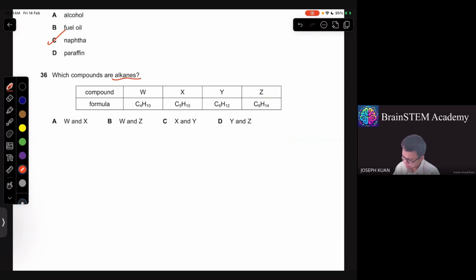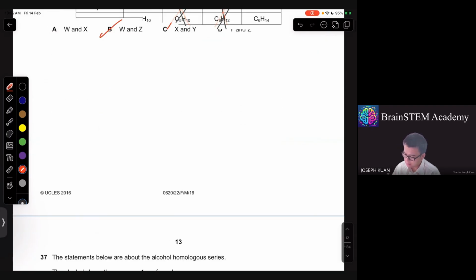36. Which compounds are alkanes? Alkanes follow the general formula of CnH2n+2. It will not be a 1:2 ratio like X and Y. These are alkenes, which follow the ratio of 1:2. Instead, it is W and Z. So the CnH2n+2, B for boy.